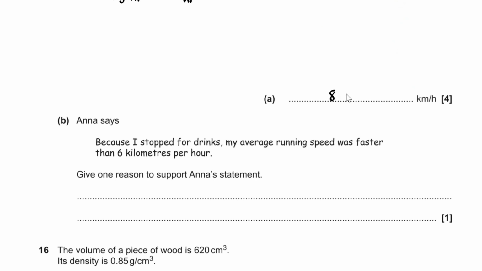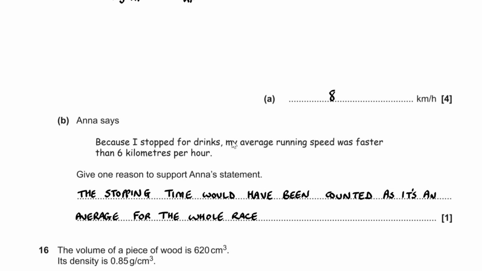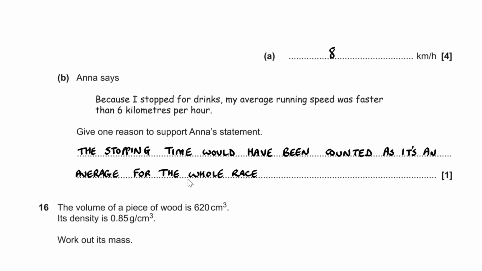And now for part B, Anna says, because I stopped for drinks, my average running speed was faster than 6 kilometers per hour. Give one reason to support Anna's statement. Well, over here, the stopping time would have been counted as it's an average for the whole race.